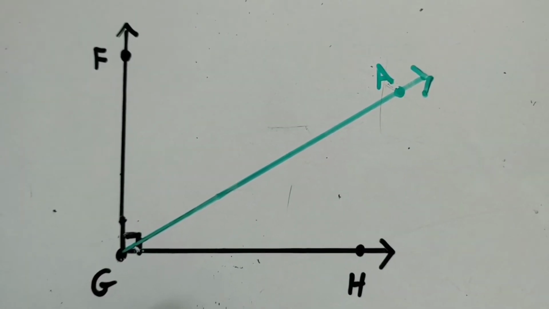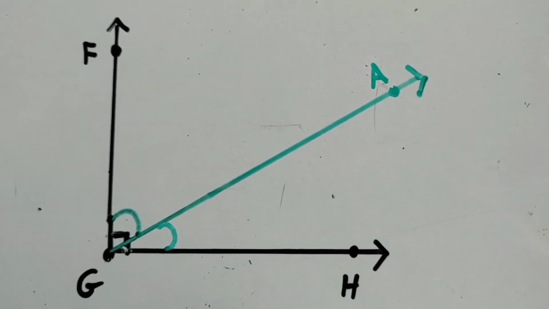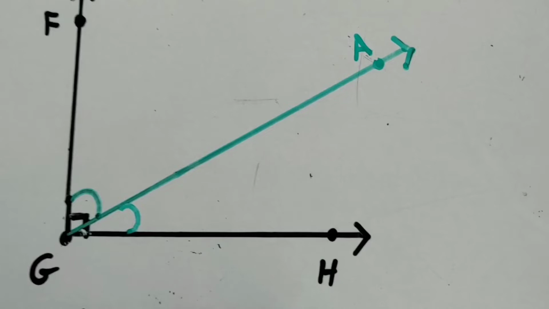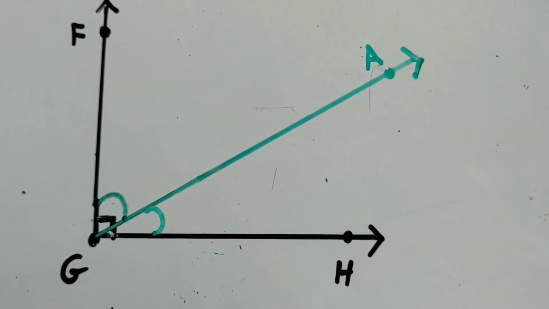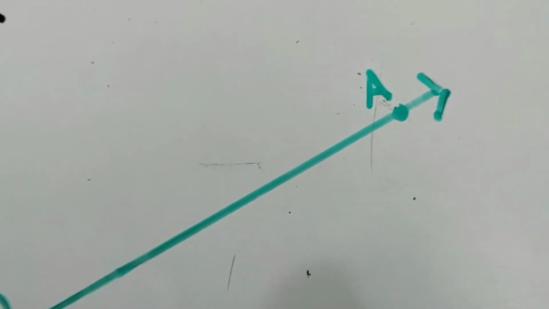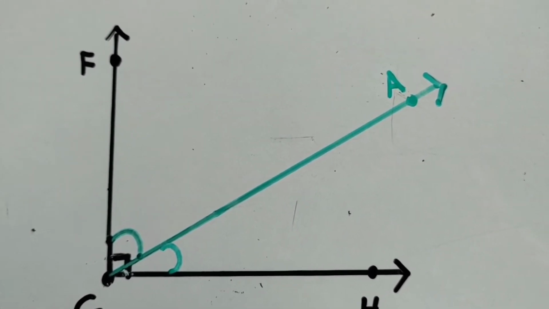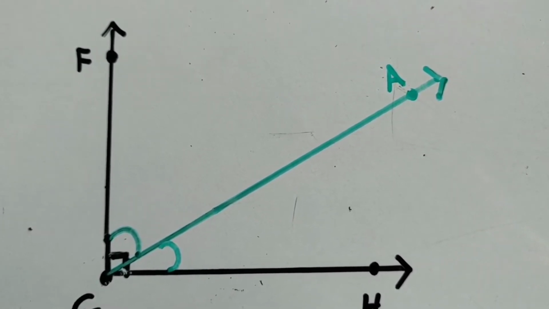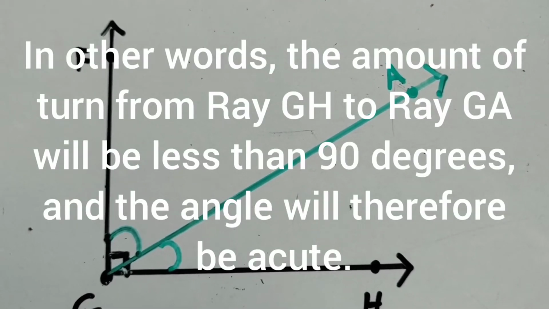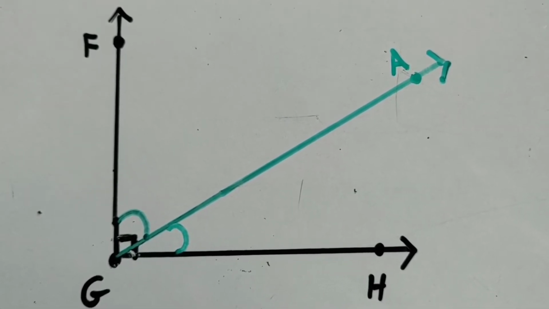And now I've added another ray, ray GA, and that creates two angles, right? It creates angle HGA or angle FGA. And it doesn't matter which of those two angles we're talking about. Each one's going to be acute because each one is less than 90 degrees. And we know that because angle HGF is 90 degrees. We can also measure it with a protractor.